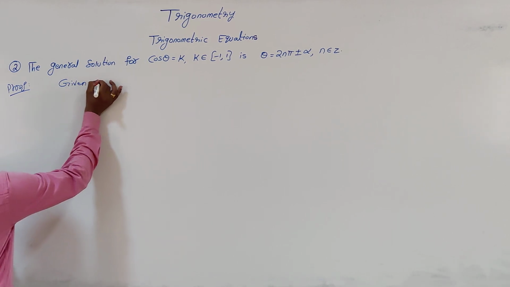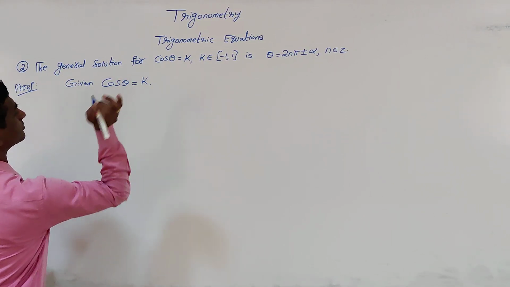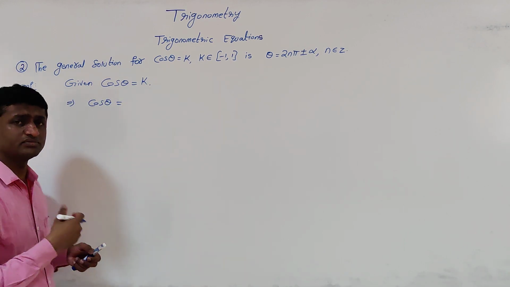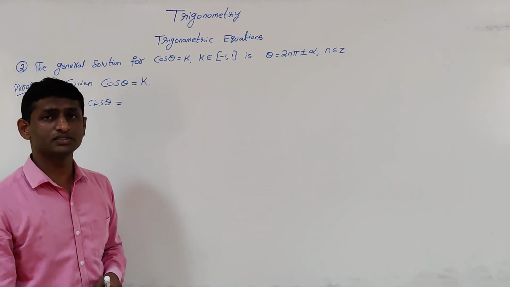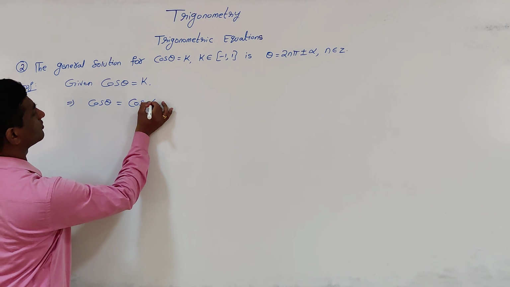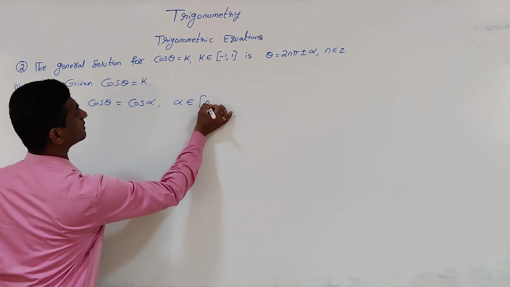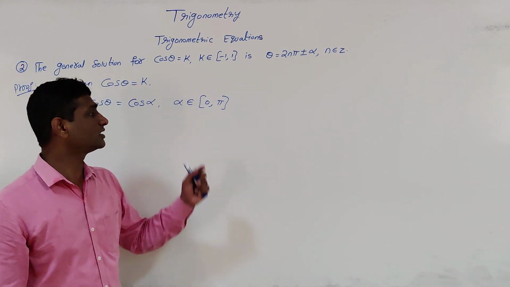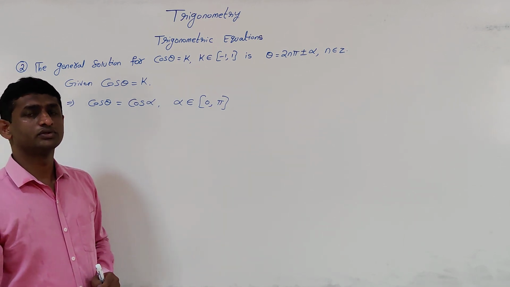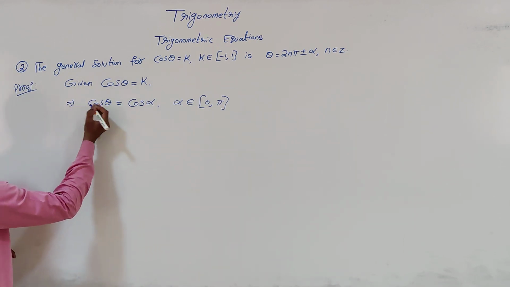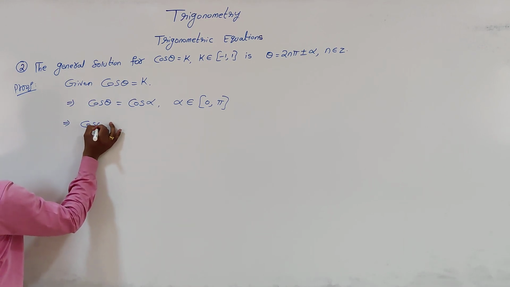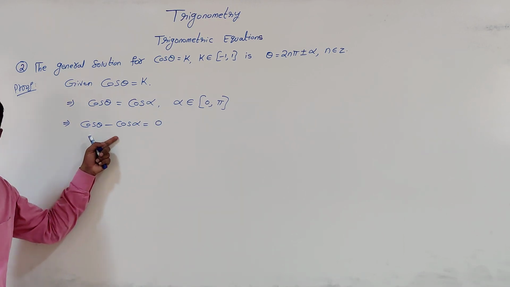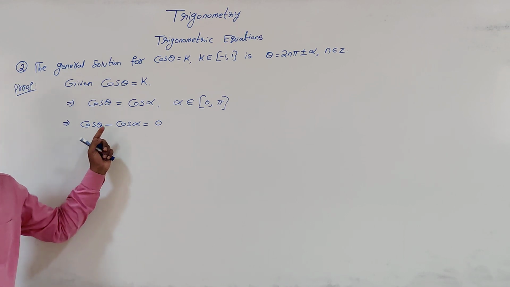Given cos theta is equal to k. For some trigonometric ratio, that k will exist, that is, k is cos alpha for some angle alpha, where alpha belongs to the closed interval 0 comma pi, the principal solution that lies between 0 and pi. Now if you bring cos alpha to the left side, cos theta minus cos alpha is equal to 0.